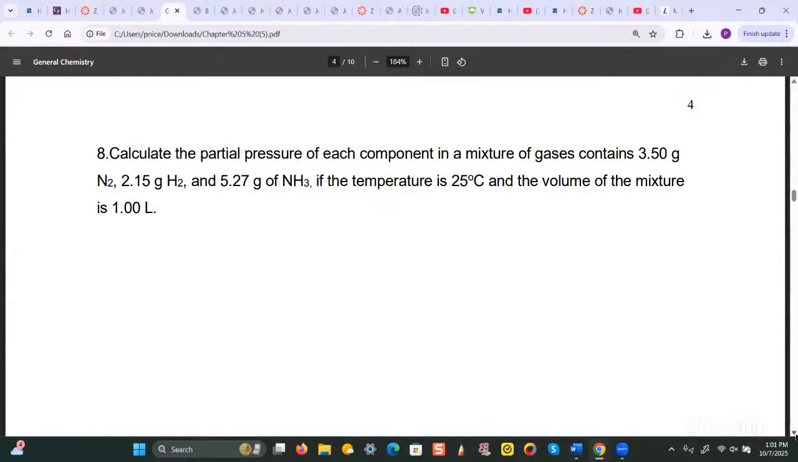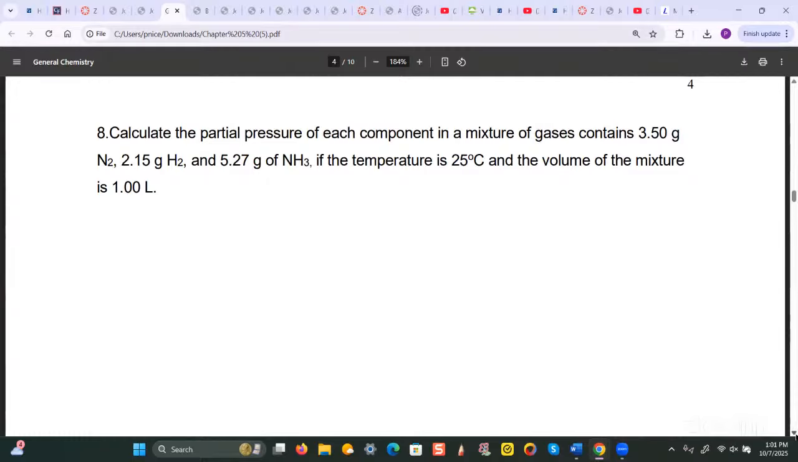Okay, so this question is dealing with a mixture of gases, right? It gives you the masses of each gas, the temperature, and the volume. And the question is asking you to calculate the partial pressure of each gas. All right? So basically, all you have to do is use the ideal gas equation.